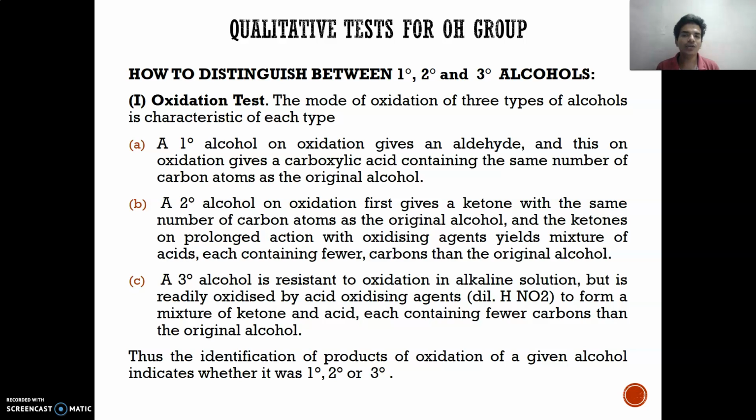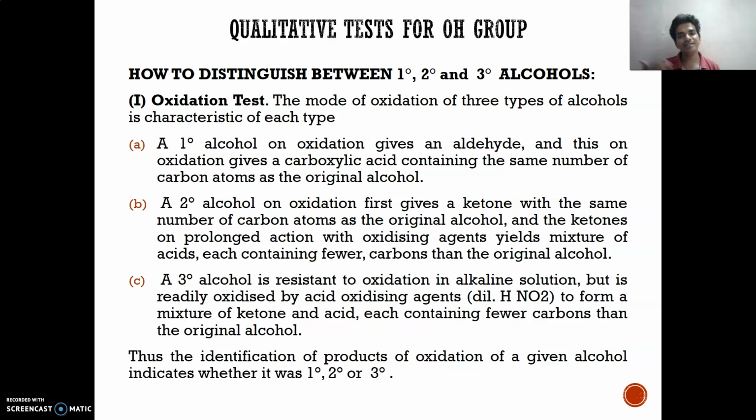Then the tertiary alcohol is resistant. We already know about all these reactions, the oxidation of primary, secondary and tertiary alcohols, but here we distinguish them for the identification of unknown compounds. In the case of a tertiary alcohol, there is resistance to oxidation by alkaline solution, but it is readily oxidized by an oxidizing agent such as dilute nitric acid to form a mixture of ketone and acid which contain fewer carbon atoms than the original.